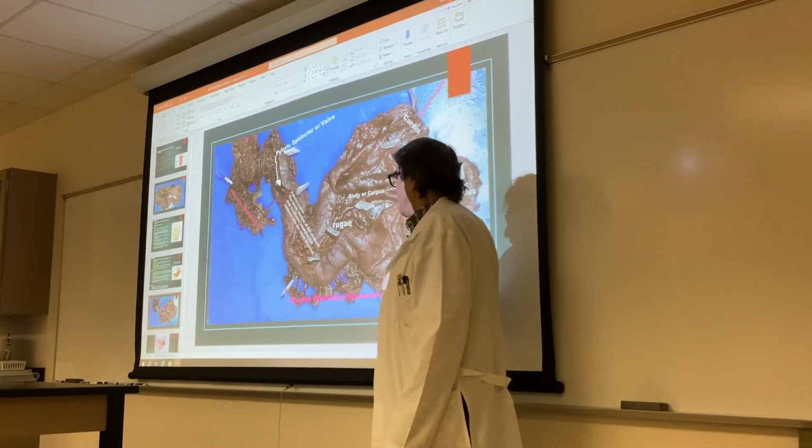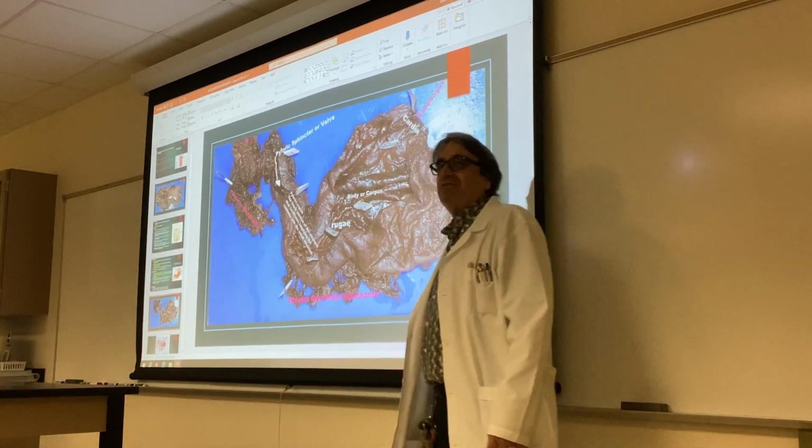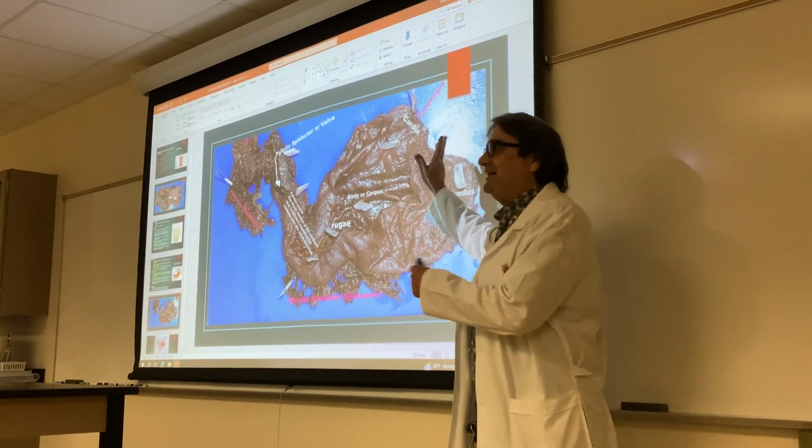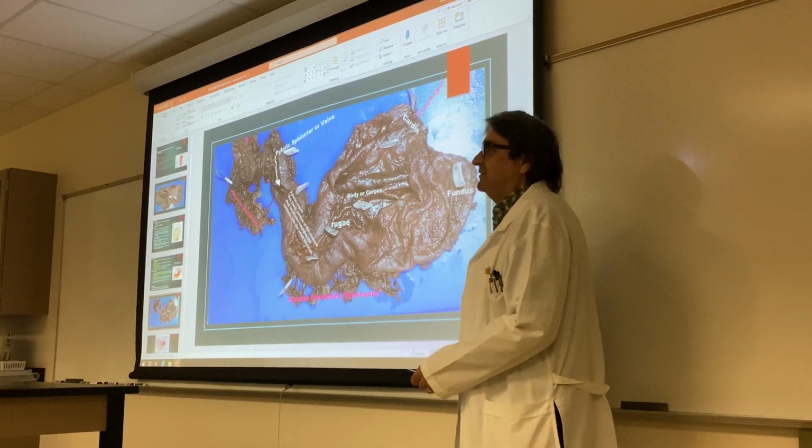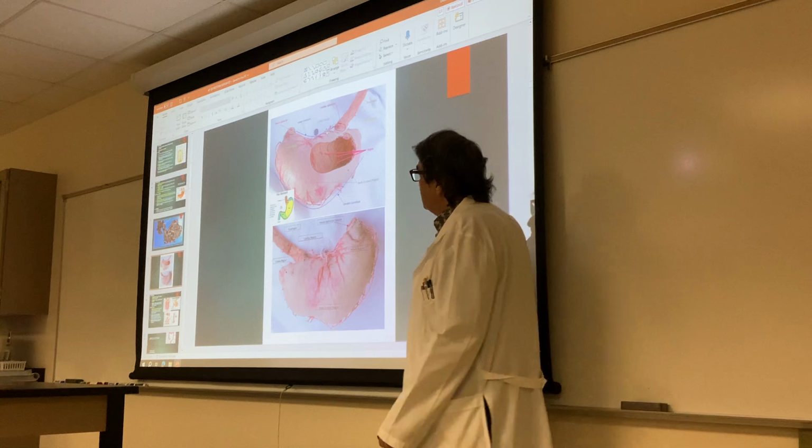And a piece of the what? Greater omentum that hangs off the greater curvature of the stomach. But that's just all FYI. You're not going to get tested on that. You're going to get tested on the things I just pointed to. We do have the plastinated model on this, and so you're there.